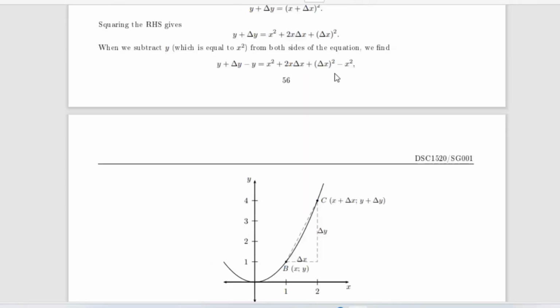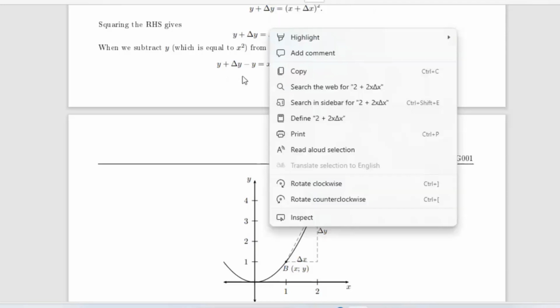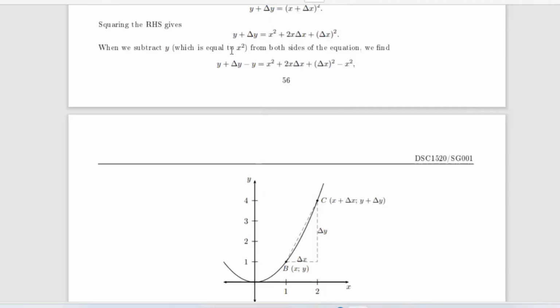Why are these people doing this? When we subtract y, which is equal to x squared, from both sides of the equation, we find, from this equation that I've highlighted, we have got this first y. We agree? We have got this change in y. Now they are subtracting this y. We subtract y, which is equal to x squared. I think the idea is to get rid of the y.